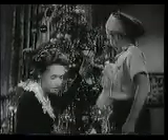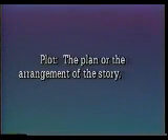Another important element of literature is the plot, the plan or the arrangement of the story. But plot is more than just a series of events. Consider the following. A woman died, and then her husband died. Here we have a description of events in the order in which they occurred, but we do not have a plot. Now consider this. A woman died, and then her husband died of sorrow.